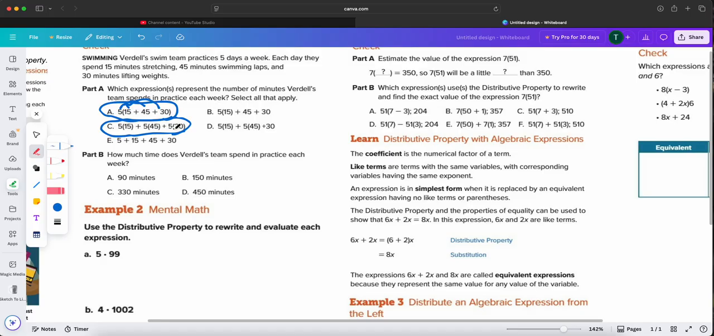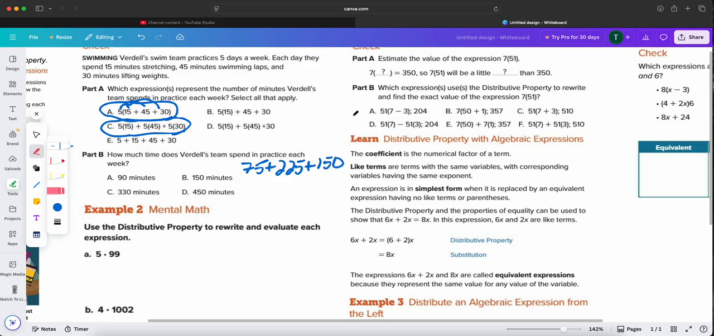So we're going to solve from part C. So if I take 5 times 15, that's 75. 5 times 45 is 225. And then 5 times 30 is going to be 150.